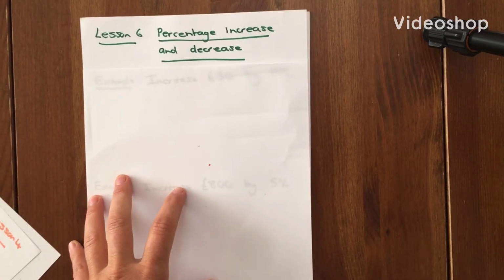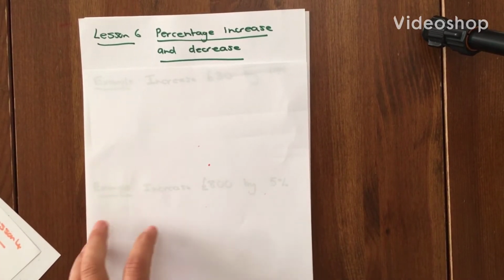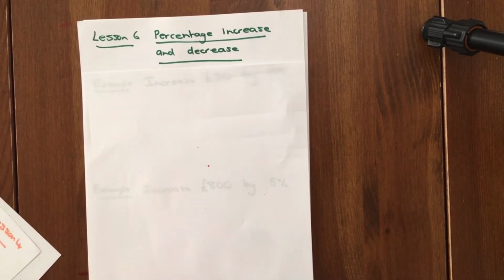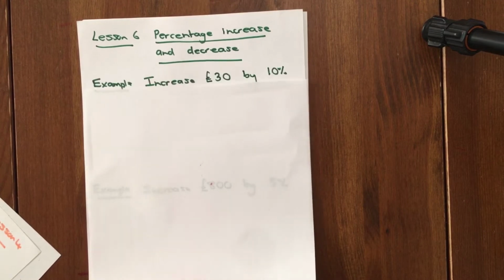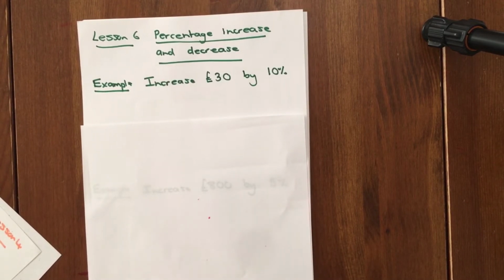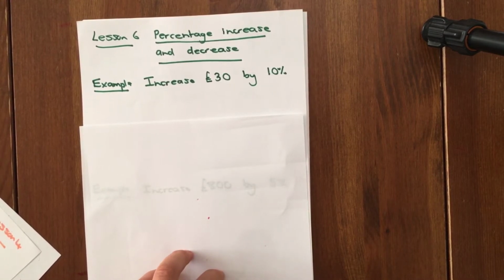Okay, our last lesson on percentages, which is percentage increase and decrease. This is lesson 6 from the ratio booklet 10. Okay, so increase. Say we wanted to increase some money, £30, by 10%.